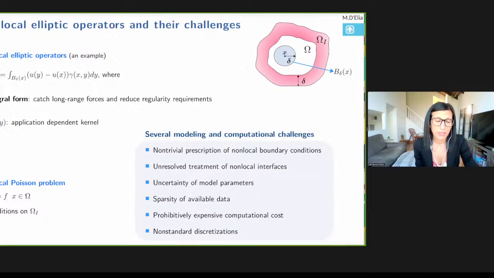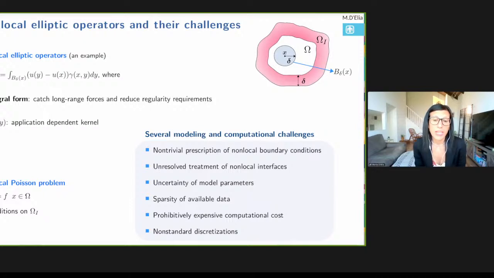So already from these simple concepts, we can see that several modeling and computational challenges arise. We can start from the prescription of nonlocal boundary conditions, which are a clear concept mathematically, but in practice, it's really hard to have measurements in a volumetric region, because usually we're given surface data. And so there is this big question of how to convert local into nonlocal boundary conditions. The treatment of nonlocal interfaces is also tricky, and for the same reason as boundary conditions, because nonlocal interfaces are thick regions as opposed to sharp interfaces that we have with PDEs.